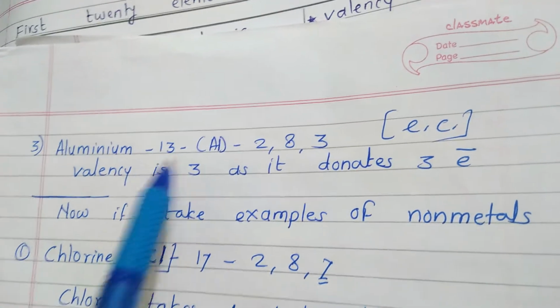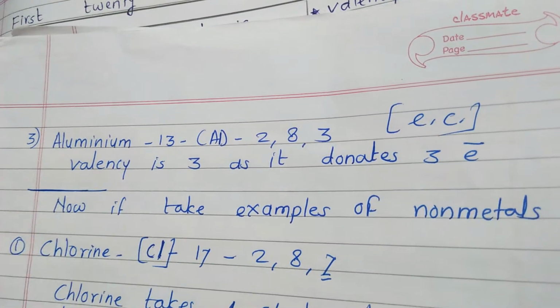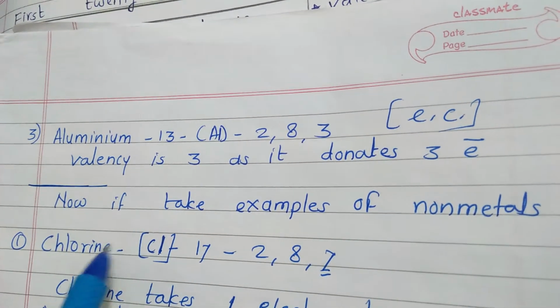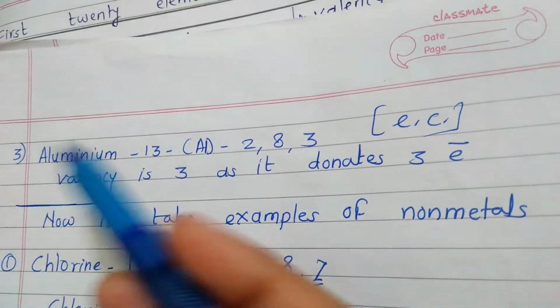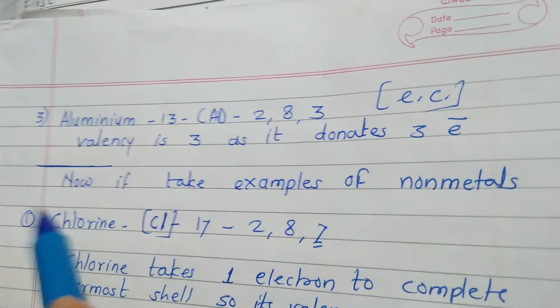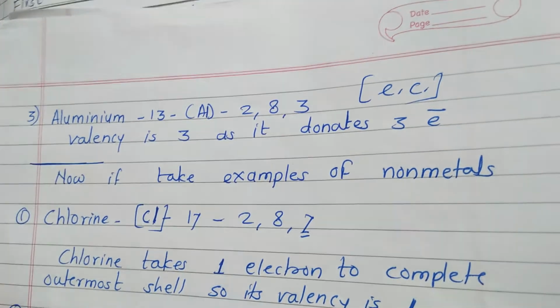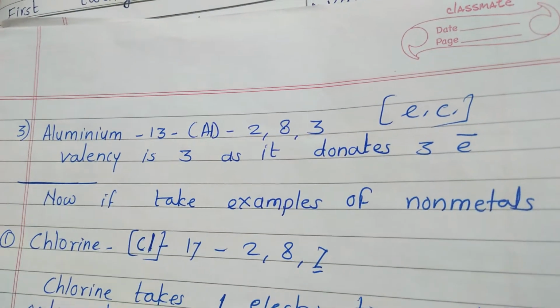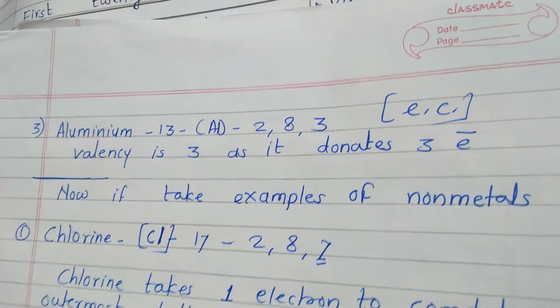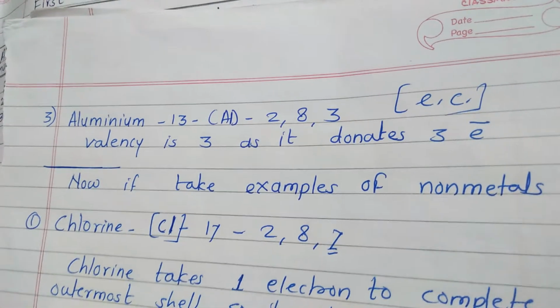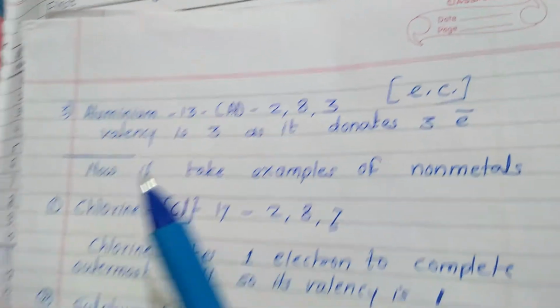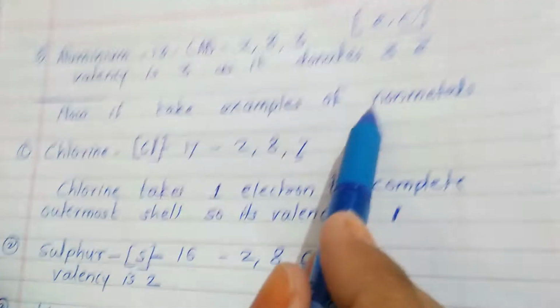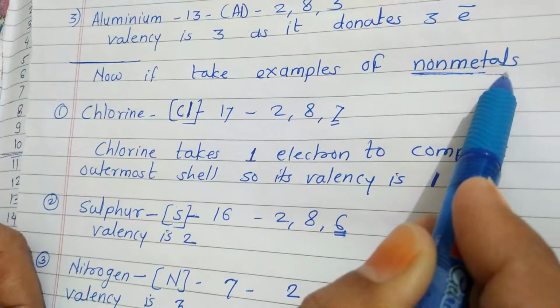Some elements which have 1, 2, 3 electrons in the outermost shell, they donate their electrons. So their valency is 1, 2, 3. Those elements which have 1, 2, 3 electrons in the outermost shell, they always donate their electrons. So their valency is 1, 2, 3. Now we will see the opposite condition where we have the examples of non-metals.